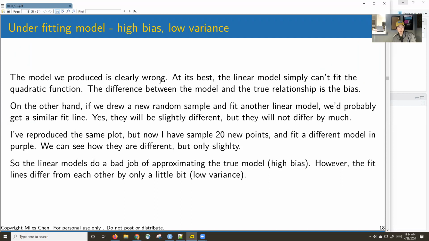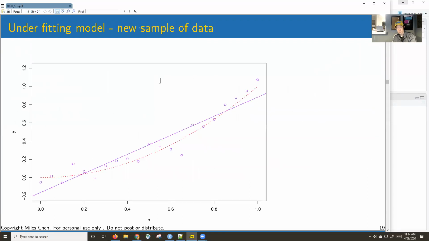But that might still be okay, because if you draw a new sample, you're going to get low variance in the predicted values. The new sample of data is going to be different from the other sample, and you'll fit a different line. So basically I've done the same thing. In this plot, again, the true relationship is the dotted line, and I've just generated new random errors, new noise, and that's going to be the purple dots. And I fit a straight line to the purple dots.